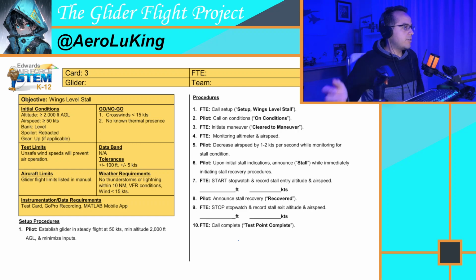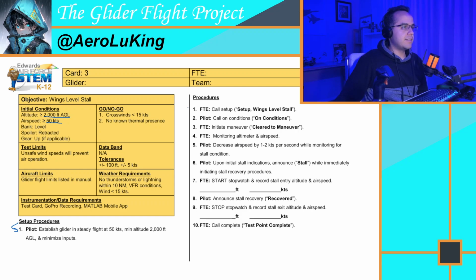So now card 3, wings level stall. Altitude must be greater than or equal to 2,000 feet above the ground. Airspeed greater than 50 knots. And then, as you can see here in the test procedure, it's telling the pilot exactly the same thing. So you could communicate to the pilot again what I just reiterated and said out loud.